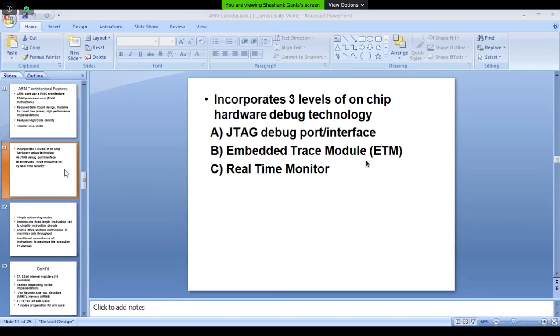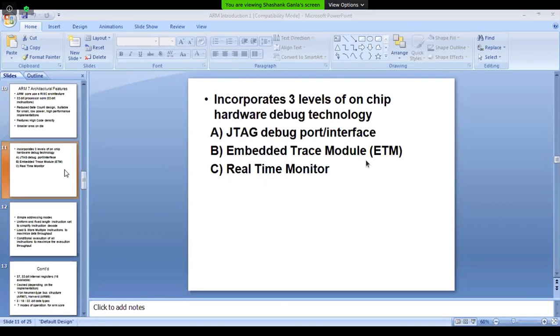So the combination of the Embedded Trace Module with the Real-Time Monitor helps an application developer do real-time testing on what we call the ARM architecture. It helps the application developer assess the performance of the ARM architecture in the real-time environment.